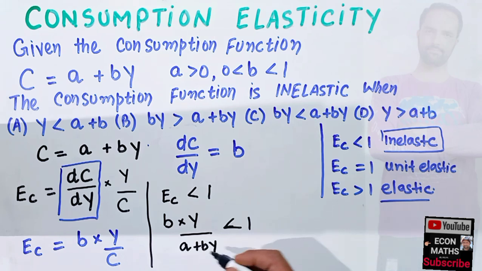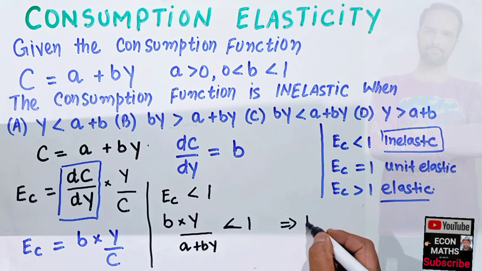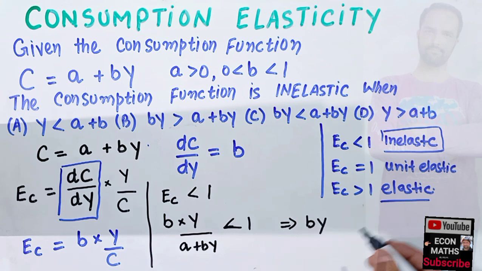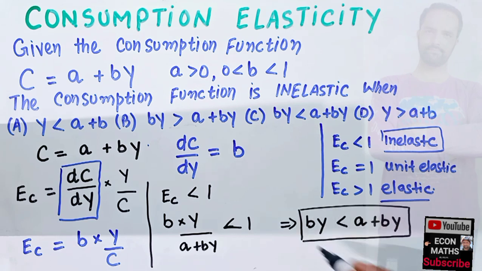Now, transposing here, it will get multiplied, so it is like this: BY is less than A plus BY. That means our consumption function will be inelastic when BY is less than A plus BY. Okay, I hope I have made myself clear and I have rectified the earlier mistake that I committed in this video. Thank you.